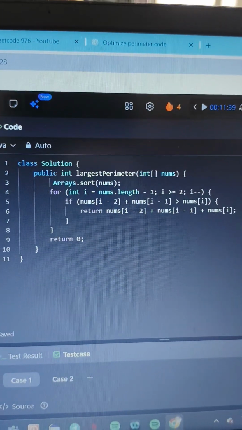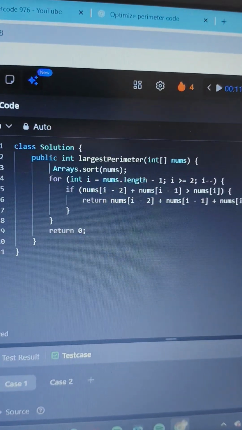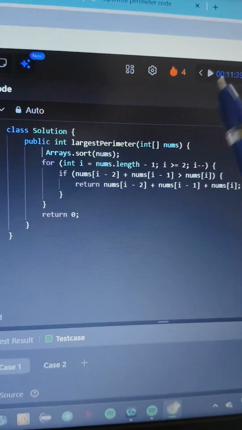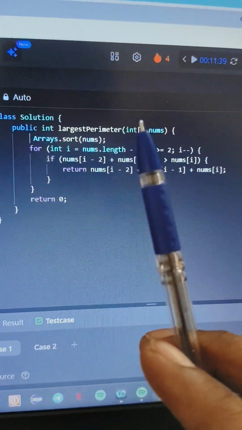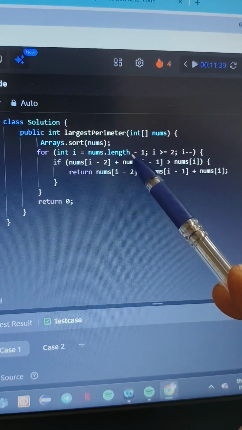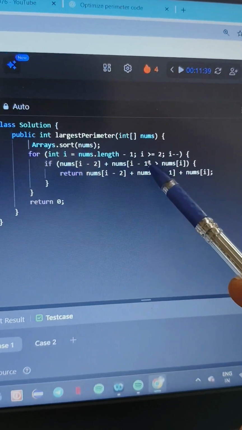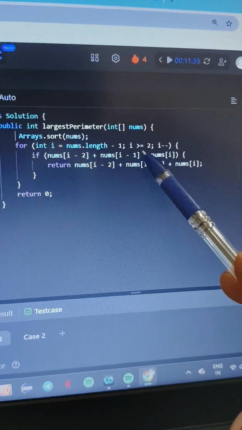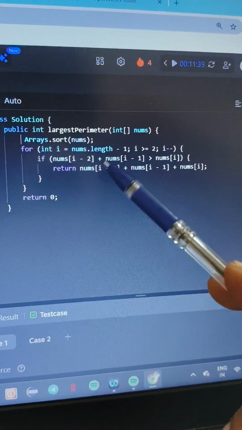This is our Java code, as I said in the concept. You will be given an array of nums, and you have to move from the last, nums dot length minus 1. If the array length is 4, then you have to index from 3 to 1. You have to move like that. It is greater than 2, meaning at least 3 sides we have to take, right? So we are doing this.